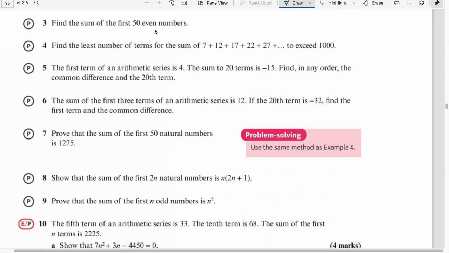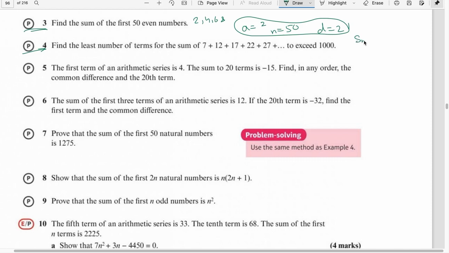So find the sum of the first 50 even numbers. Even numbers would be 2, 4, 6, 8. First 50, I know what a is, I know what n is, I know what d is. So we just plug in these values in the formula. Number 4 says find the least number of terms for this to exceed 1000.